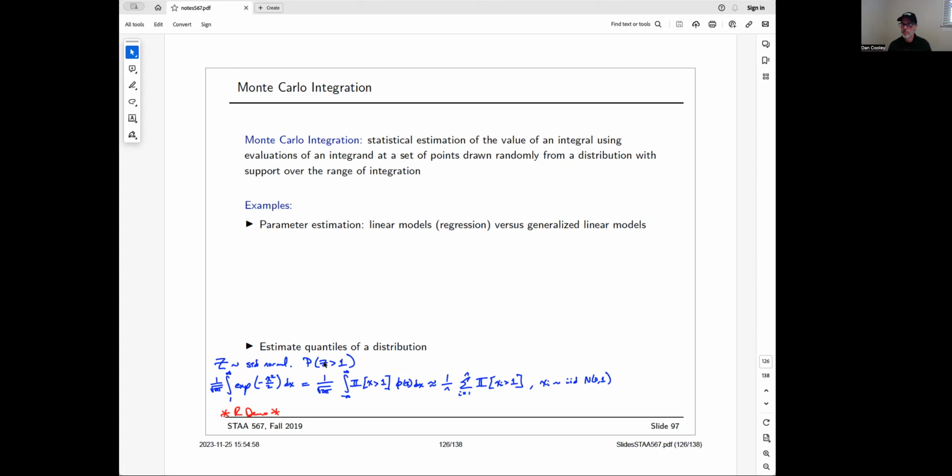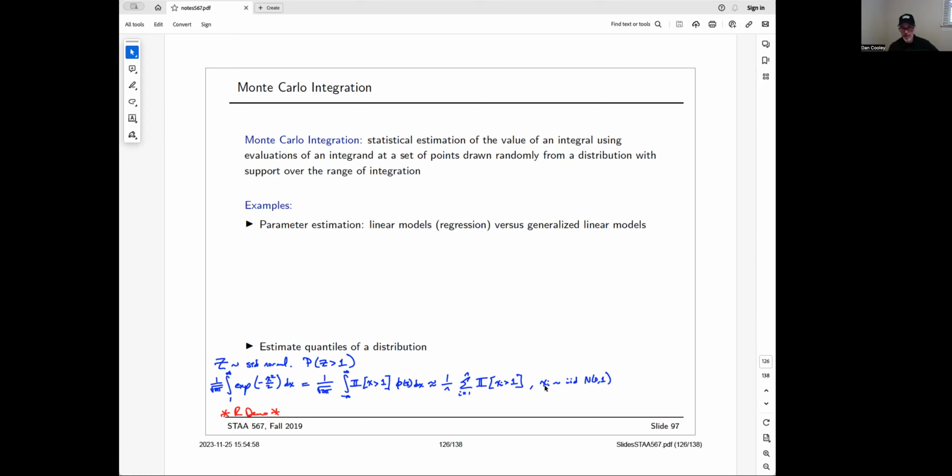So imagine I asked you to estimate it via Monte Carlo. What you would probably do is draw a whole bunch of standard normals, count how many exceeded 1, and divide by the total number that you drew. That would be your estimate of the probability. Well, that's exactly what I have written here.